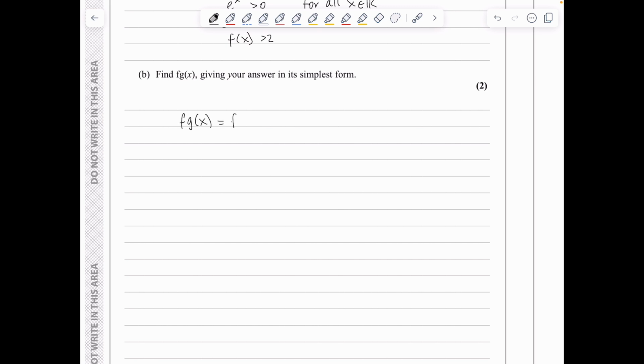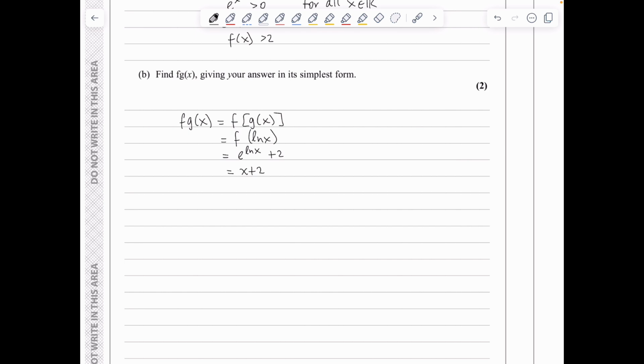We know that we always start from the inside, and we have that g of x is ln x. So we've got f of ln x, which means we're looking at e to the ln x plus 2, which is equal to x plus 2. This is the composite function f of g of x, which needs to be accompanied with its domain.